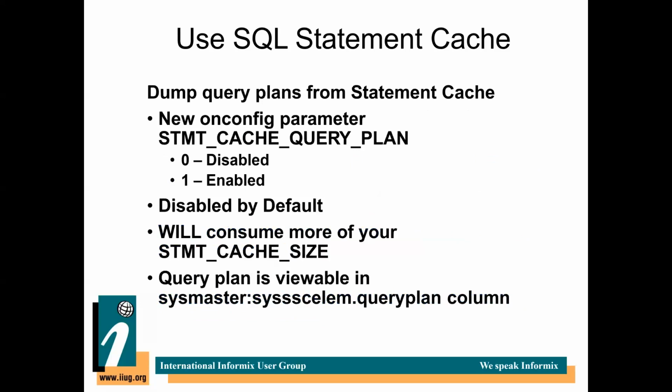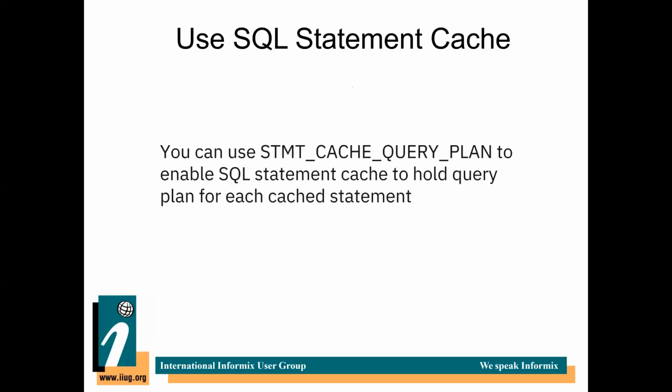There's a new onconfig parameter, STMT_CACHE_QUERY_PLAN. 0 disables it and 1 enables it. It's disabled by default. It will consume more of your statement cache size. And the query plan is viewable in the sysmaster sysqlcacheprof query plan column. You can use a statement cache query plan to enable SQL statement caches to hold query plans for each of the cached statements.